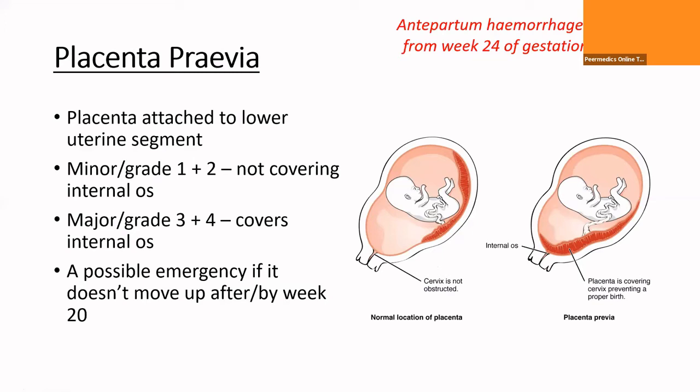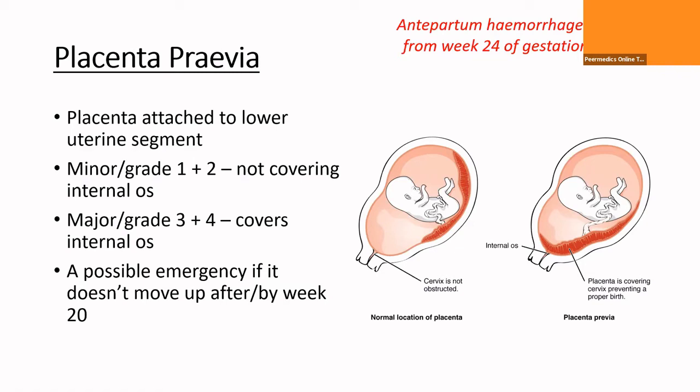So we break it down into 4 grades, but generally you can condense these grades into minor and major. So minor is where the placenta is low, but it's not covering the cervical os, and major is where it is covering the internal os. And just because one is at one grade doesn't mean there's no risk that it could become a higher grade as the placenta grows, or become a lower grade, because the placenta does move around a little bit during pregnancy.